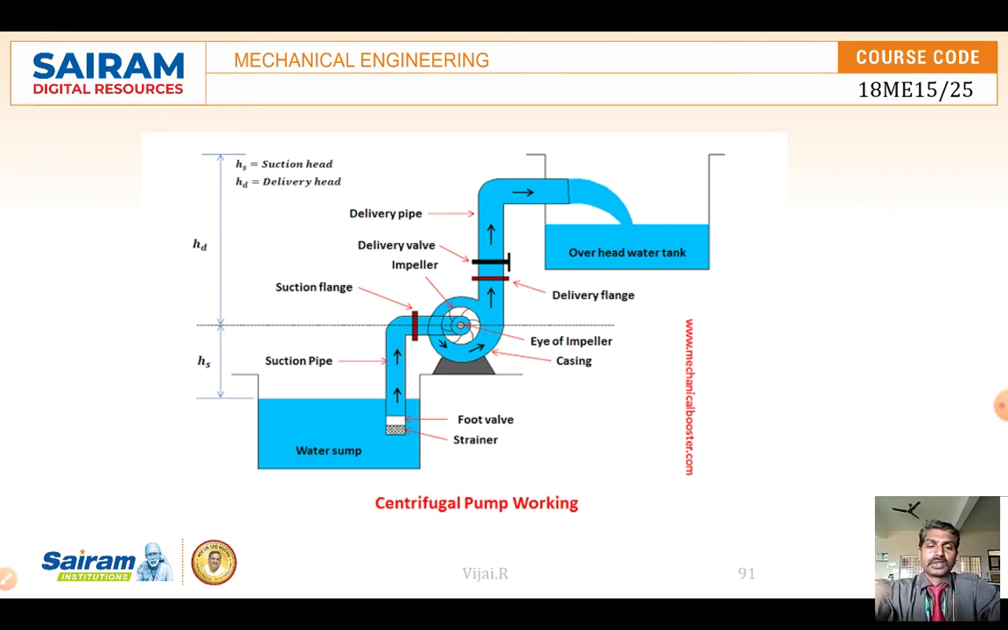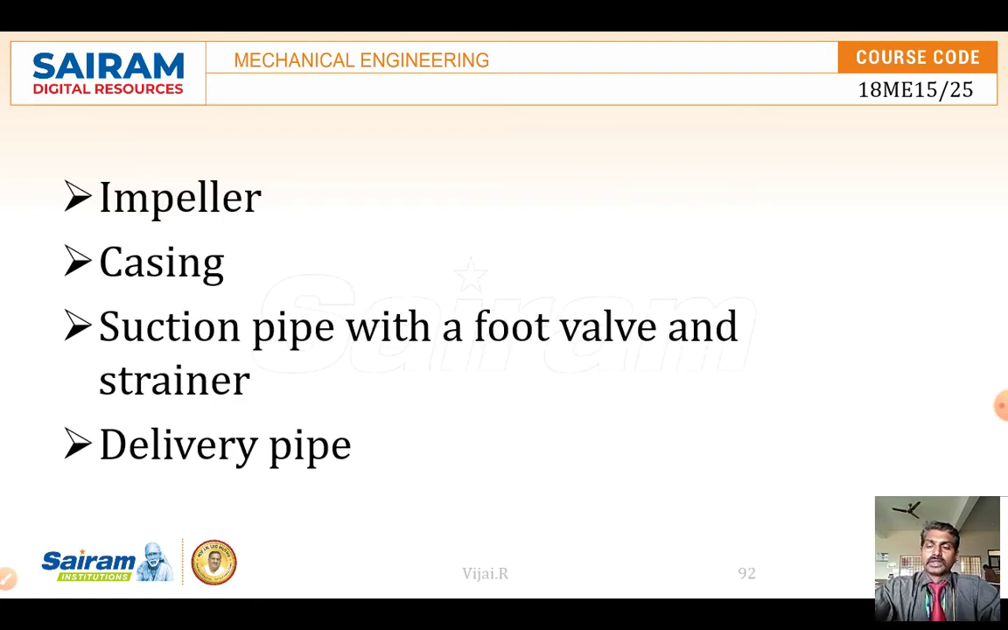Due to that high pressure, it delivers the water to the overhead tanks, and wherever the height is required, we can send it to that height. So the parts of this centrifugal pump are mainly the impeller, the casing, the suction pipe with the foot valve and strainer, and the delivery pipe. This is what we have to write and explain during the examinations.